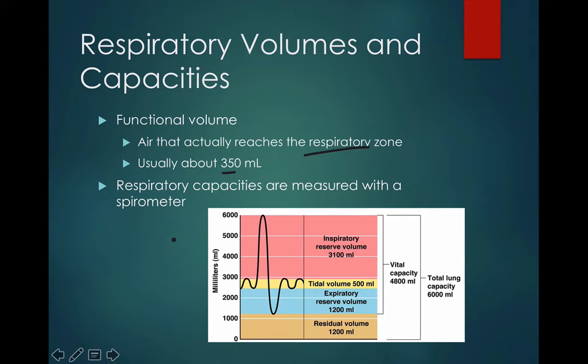The respiratory capacities are measured with a spirometer. This is just a specialized tool that helps you monitor the volume of air in your lungs at any given point.